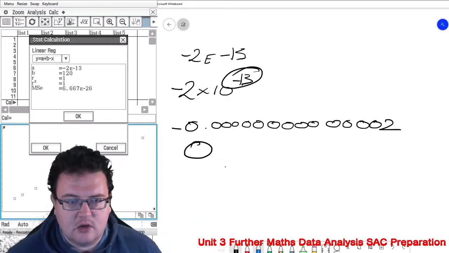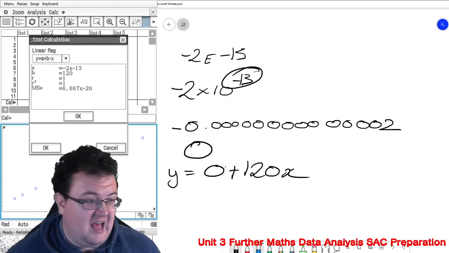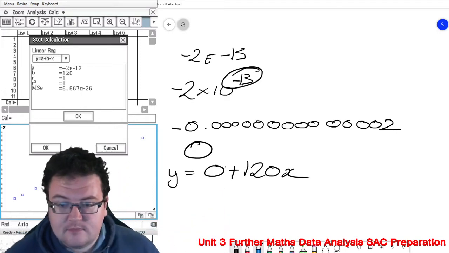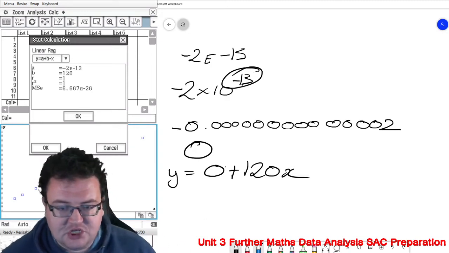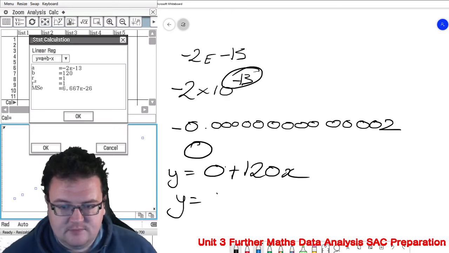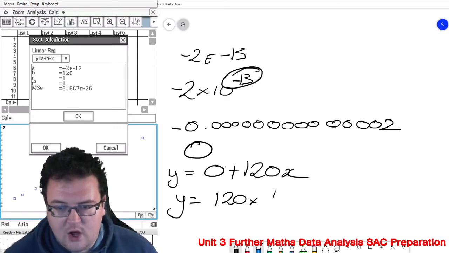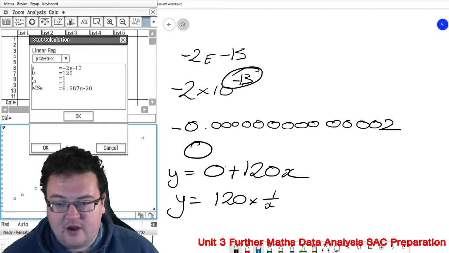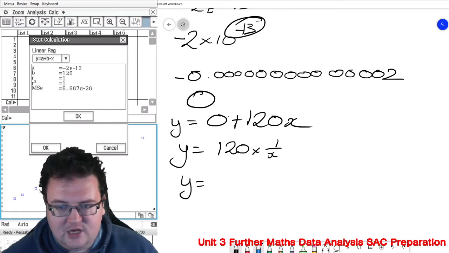All right, so in this case, y equals 0 plus 120x. R is 1. Cool. So, remember what transformation we actually did. It was a 1 on x transformation. So that means I'm going to replace x with 1 on x. And remember that 120 is timesing the x. So this is going to be times 1 on x, which means the final answer is going to come out to y equals 120 on x.